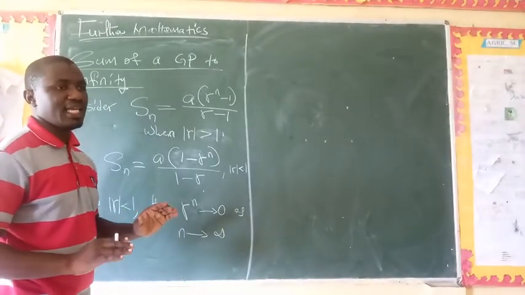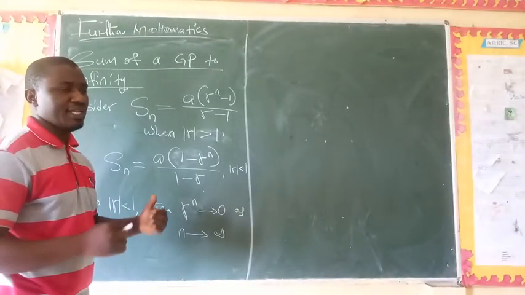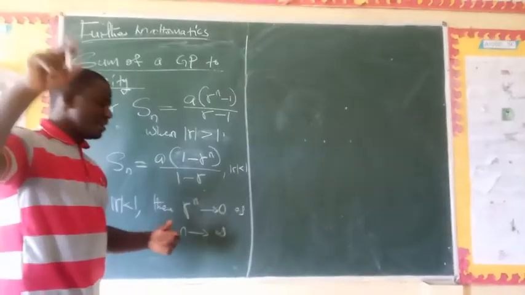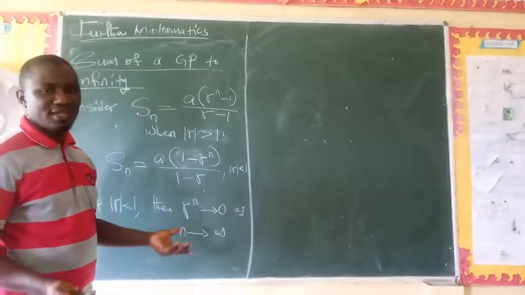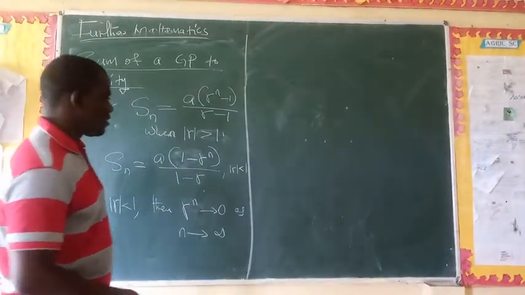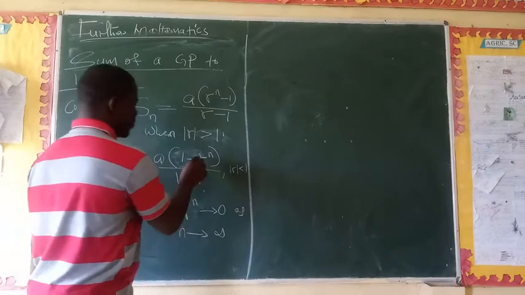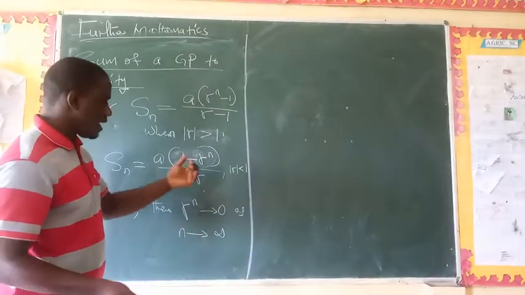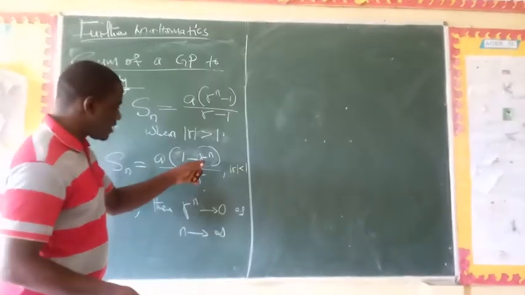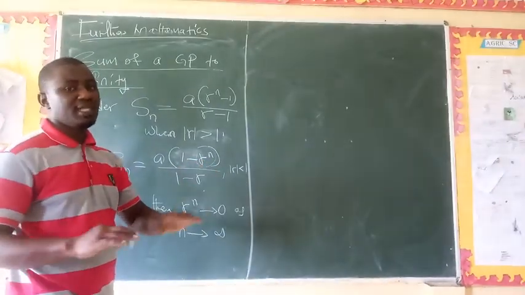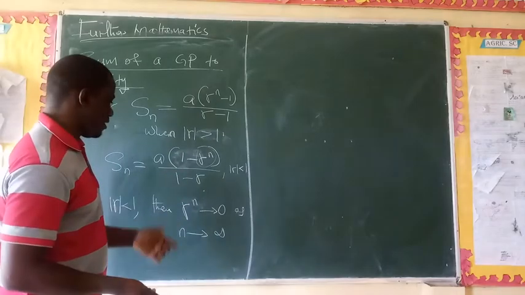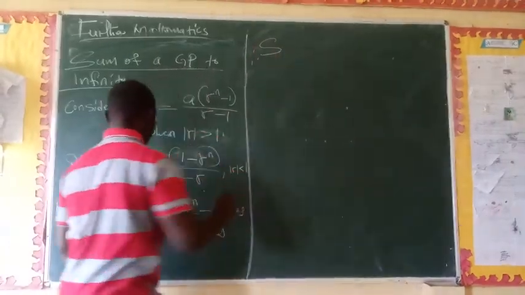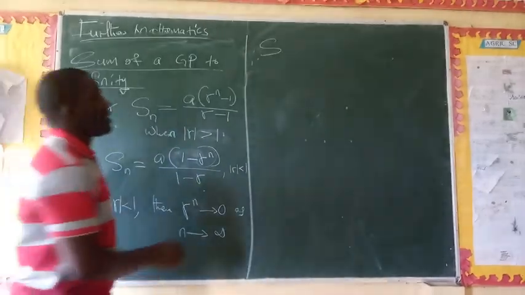Infinity means n becoming bigger and bigger and bigger. n is 1, n is 2, n is 3, n is 4. As n is increasing, this thing diminishes. So this one is going to vanish. As n tends to infinity, r raised to power n diminishes. And so, therefore, I can write it this way as n goes to infinity.